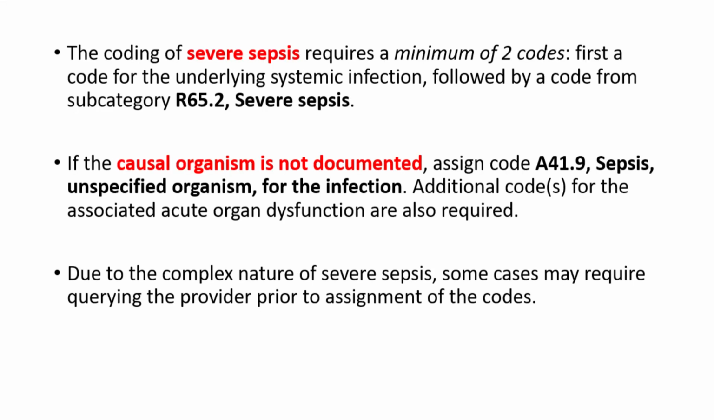The coding of severe sepsis requires a minimum of 2 codes. First, a code for the underlying systemic infection, followed by a code from subcategory R65.2, severe sepsis. If the causal organism is not documented, assign code A41.9, sepsis, unspecified organism, for the infection. Additional codes for the associated acute organ dysfunction are also required. Due to the complex nature of severe sepsis, some cases may require querying the provider prior to assignment of the codes.